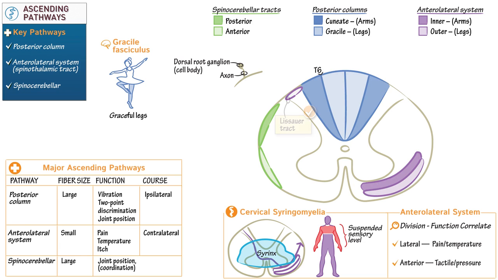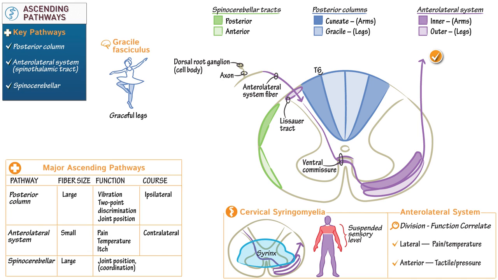Next, draw Lissauer's tract along the dorsal edge of the dorsal horn, which is the entry zone for the anterolateral system fibers. Then label the ventral commissure between the anterior horns of the spinal cord, which is where the anterolateral system fibers cross midline. With those regions in place, show that the central processes of the anterolateral system pass through Lissauer's tract and synapse within the ipsilateral dorsal horn. Then show that they cross within the ventral commissure to ascend the spinal cord, contralateral to their site of origin.